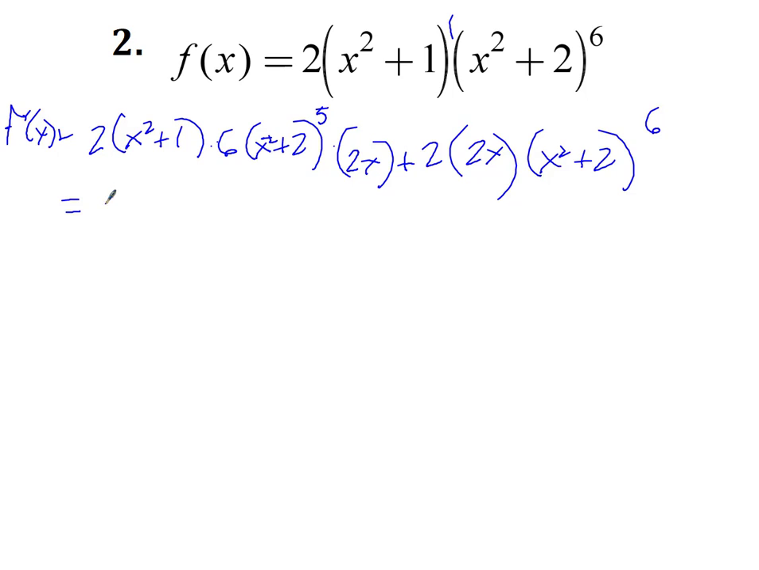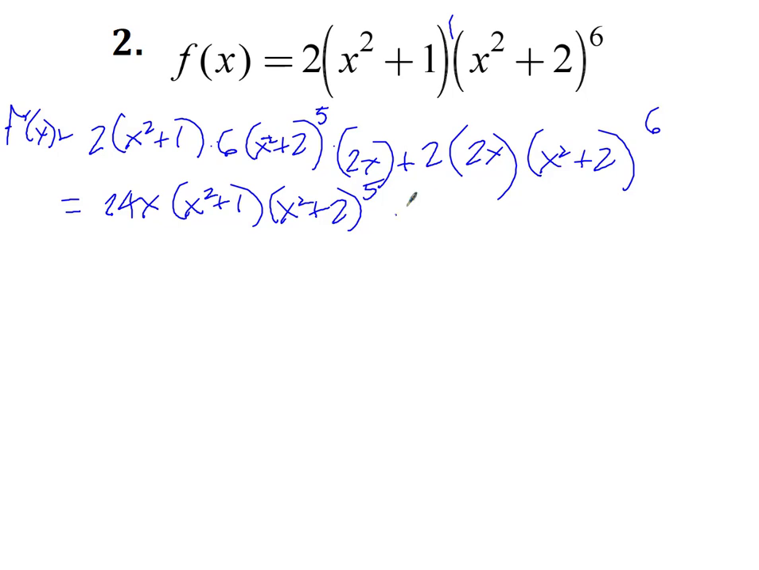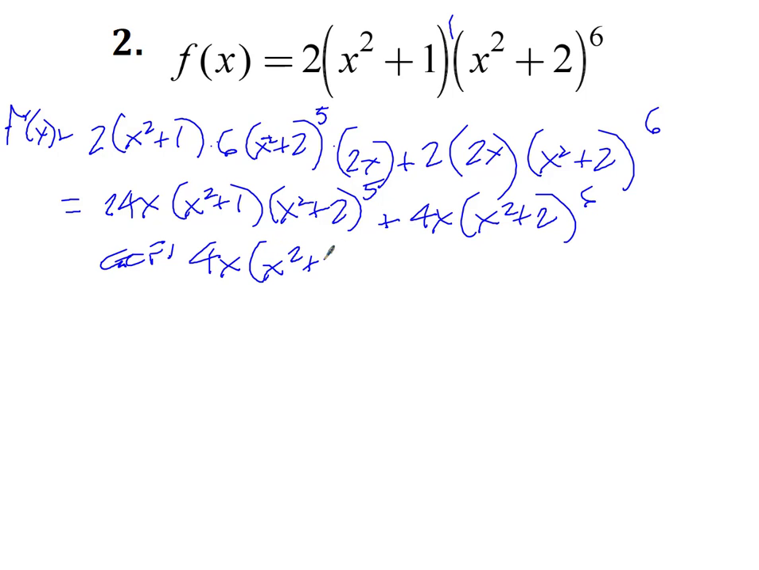Okay, so we get 24x times (x squared plus 1) times (x squared plus 2) to the 5th, plus 4x times (x squared plus 2) to the 6th. So the greatest common factor is going to be 4x, since 24x and 4x share 4x. There is no x squared plus 1 in the second term, so I don't include that. And I just have (x squared plus 2) to the 5th power, the smallest exponent that's present. I put my greatest common factor out front.